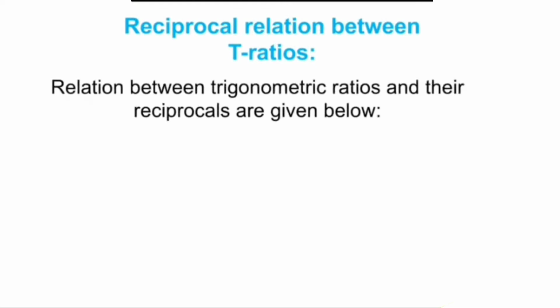Reciprocal relation between t ratios. Children, relation between trigonometric ratios and their reciprocals are given below. Children, we know that cosecant theta is the reciprocal of sine theta. So, it can be written as sine theta is equal to 1 by cosecant theta, or cosecant theta is also equal to 1 by sine theta.